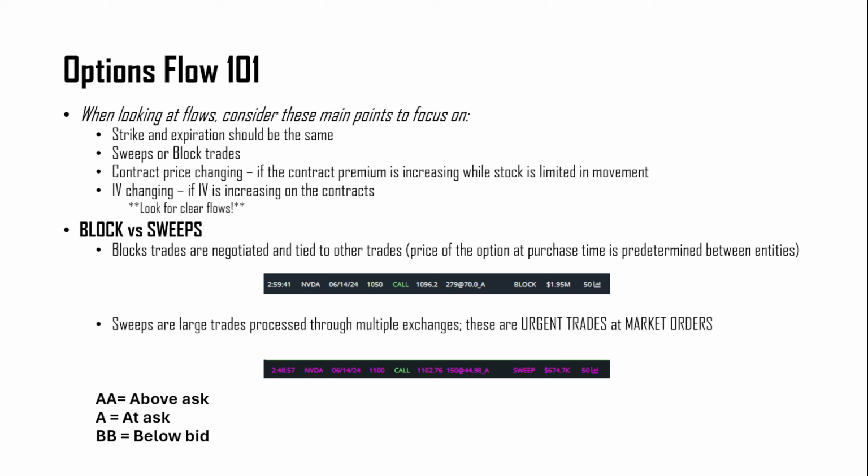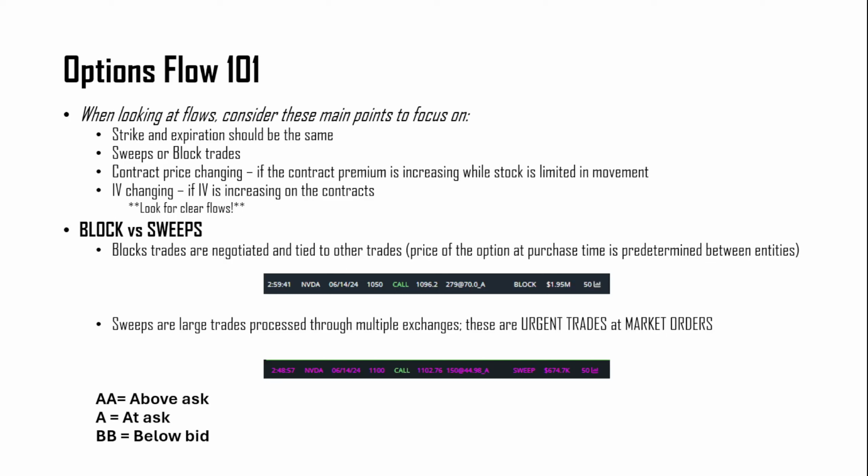I usually do not look at block trades, because block trades are not giving you any direction. They're predetermined trades. Then you look at contract price changes. If they are holding an option or keep buying it, the contract premium keeps increasing. So if you see on the flow that the contract premium is increasing and the IV, or the volatility, of that contract keeps increasing, that would indicate that they are buying those. And that's how you know you can follow a whale.